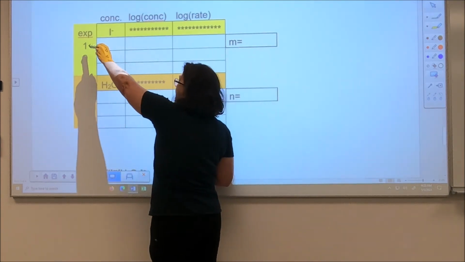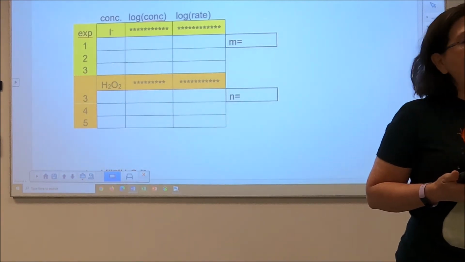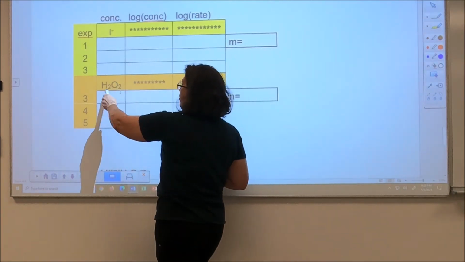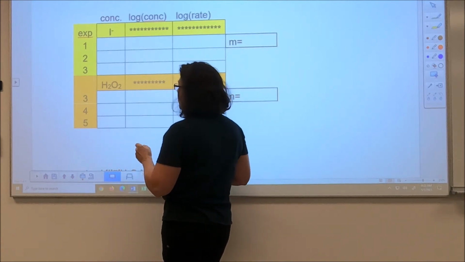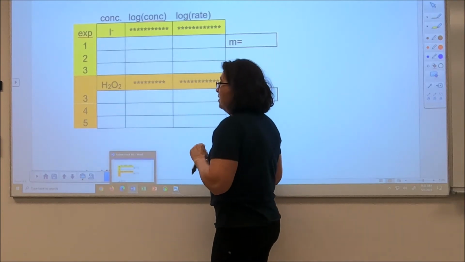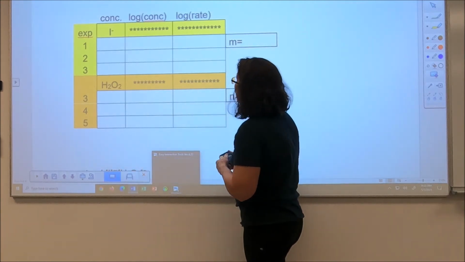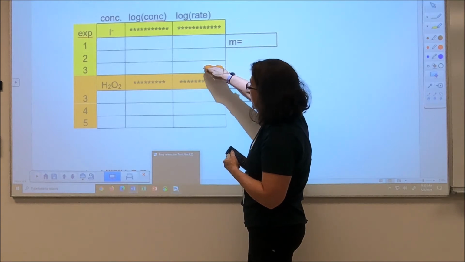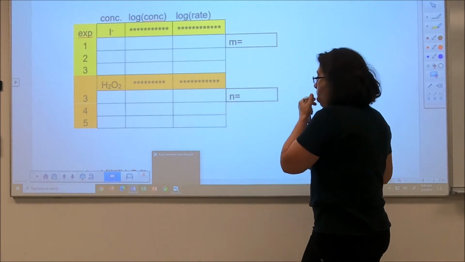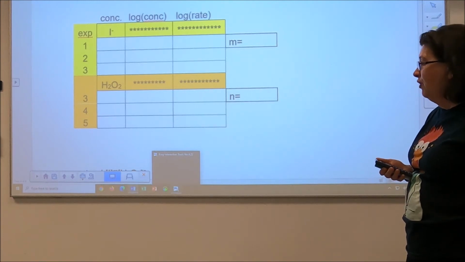Now you're going to use data from experiment 1, experiment 2, and experiment 3. Experiment 3 does double duty. We use it in 2 different graphs. But this time you're going to be looking at the concentration of hydrogen peroxide. You do the same dilution calculation to calculate the hydrogen peroxide in beakers 3, 4, and 5. Take the log of those and the log of the rates. Now you've already done the log of the rate of experiment 3 here, so just copy it over. Okay, so you're going to have that same number both places. And then you're going to do 2 graphs.